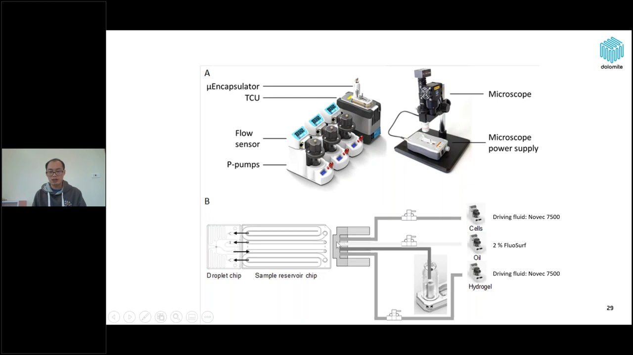And for the droplets, the continuous phase will be connected with the reservoir chip and with a pump for pumping 2% fluorosurfactant oil as the continuous phase. Here we show the way to connect the reservoir sample chip and the droplet chip. You can see one side, the cells, will be connected with one input channel, and the other side, the agarose, will connect with the other input channel, and the oil will connect with the continuous phase channels from the chip. The sample will be collected in the collection part.